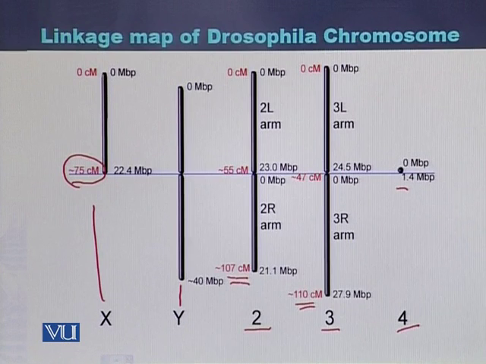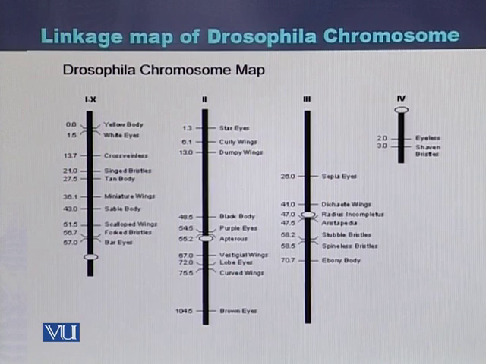On the other hand, chromosome 4 is just 1.5 million bases. The length of the chromosome is described in terms of centimorgan, while the physical data or the genes can also be described in terms of million bases or megabases. This is the Drosophila chromosome map and the position of different genes on the Drosophila chromosomes.